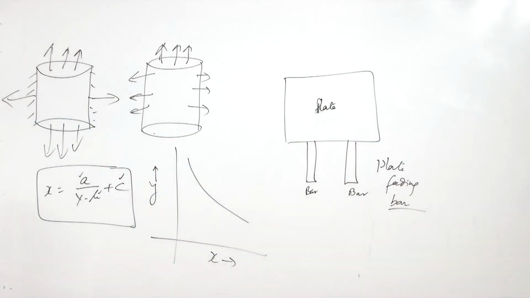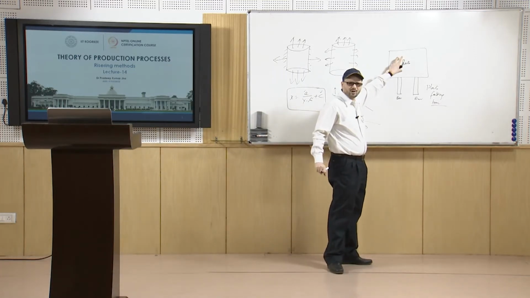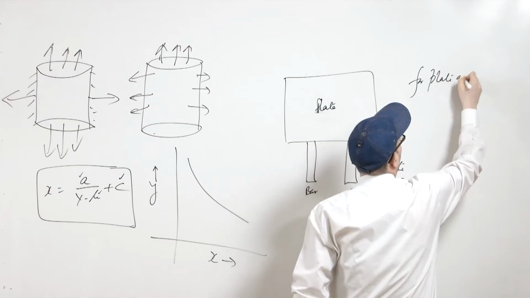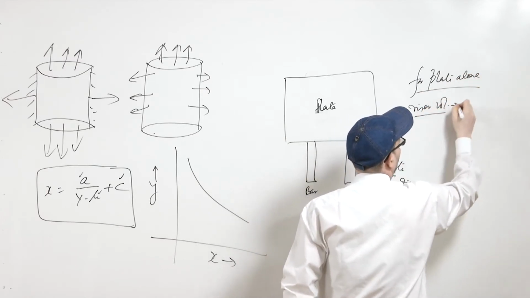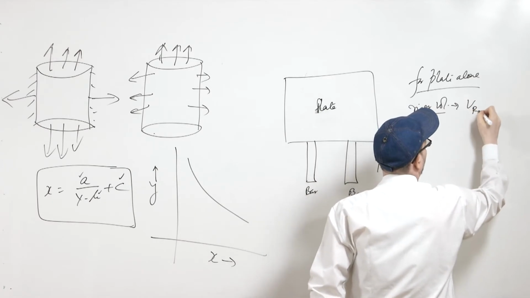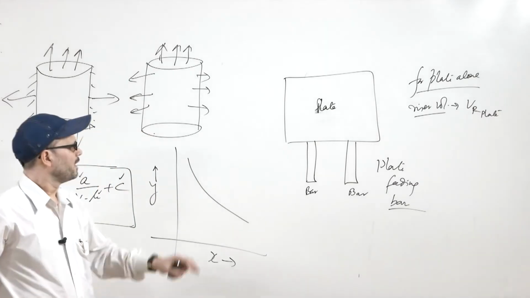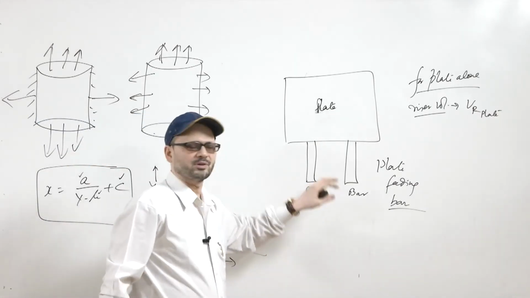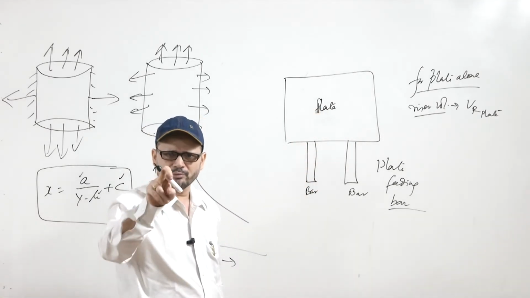First of all, you will have to find the requirement of riser volume for this plate. Suppose for the plate alone, the riser volume comes out to be VR plate. Then you need some extra material for the bar also, because this plate is feeding the bar also. So, you will use this graph.